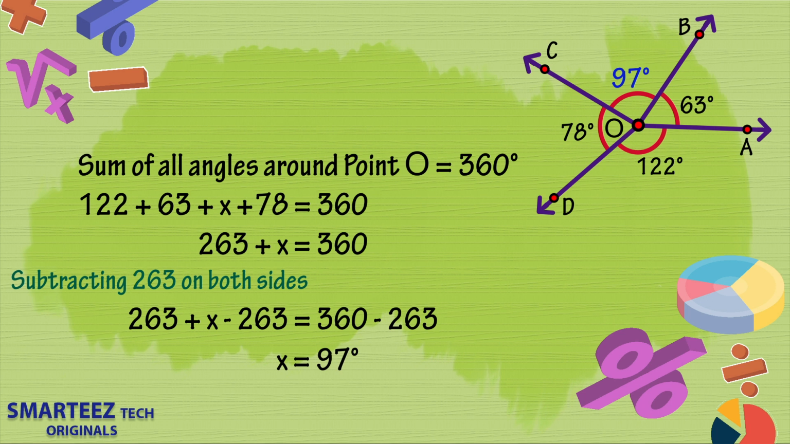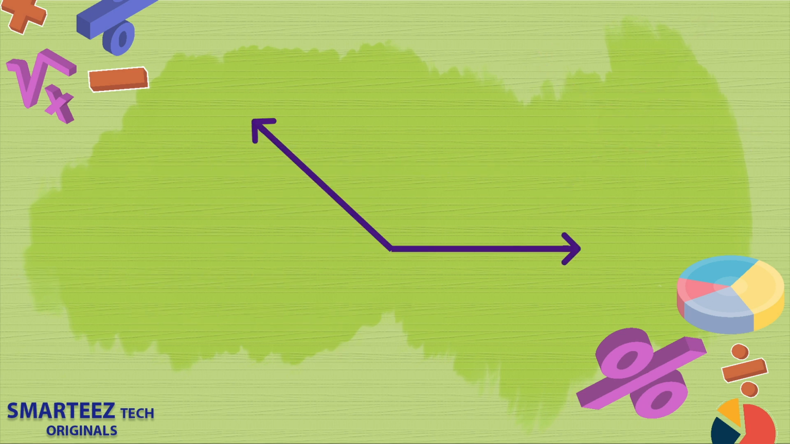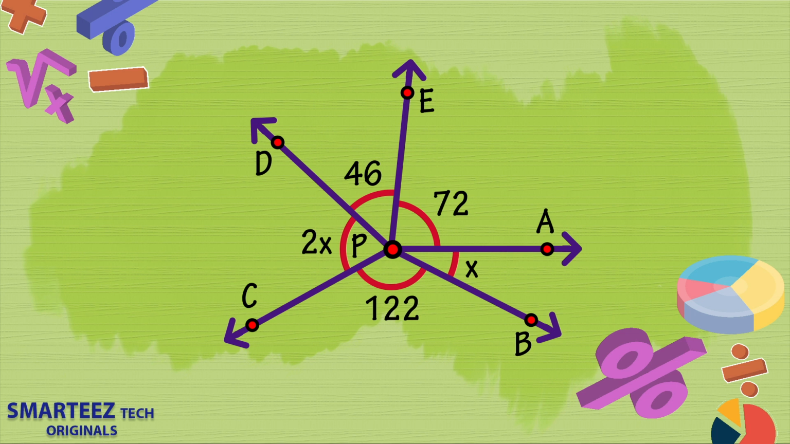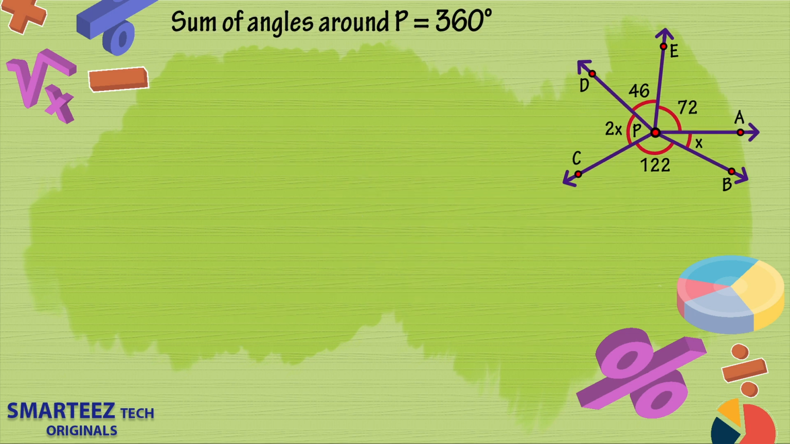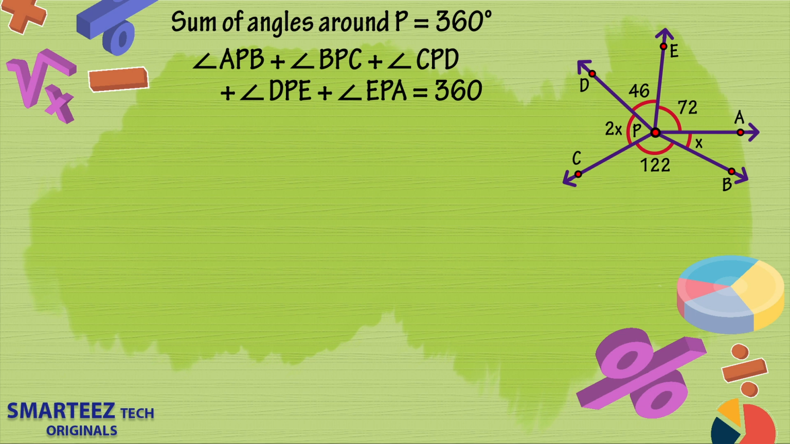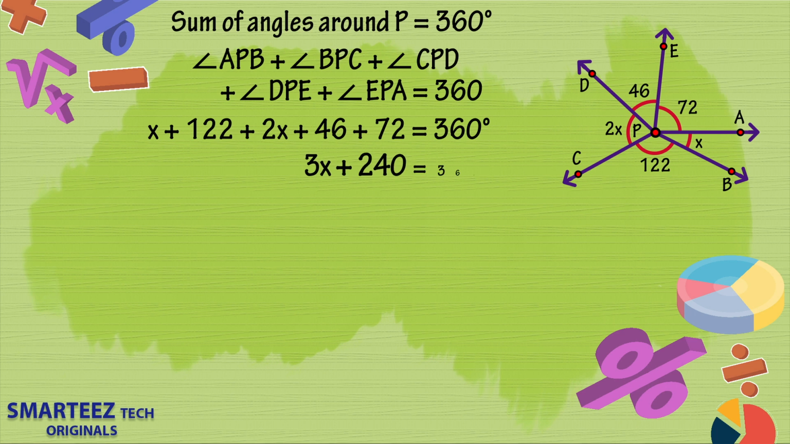Let's look at another example. Compute the missing angles in the figure. We know the sum of angles around P equals 360 degrees. So angle APB plus angle BPC plus angle CPD plus angle DPE plus angle EPA equals 360. Substituting the values given, x plus 122 plus 2x plus 46 plus 72 equals 360. 3x plus 240 equals 360.